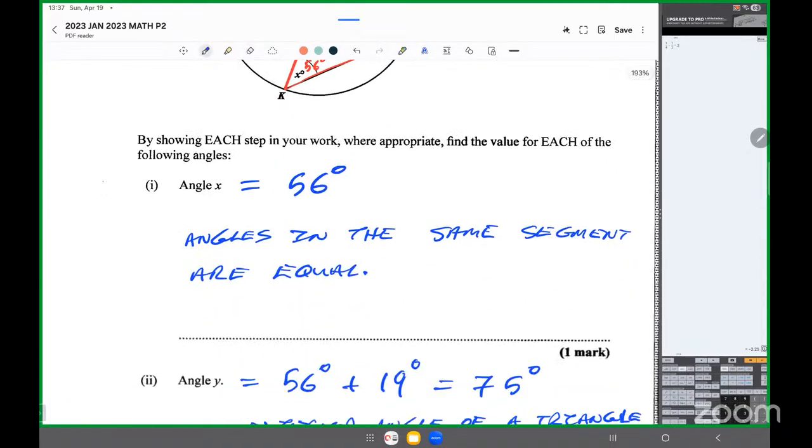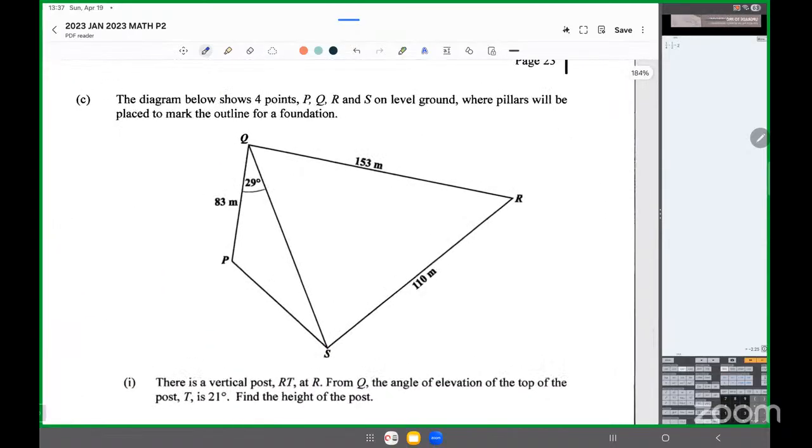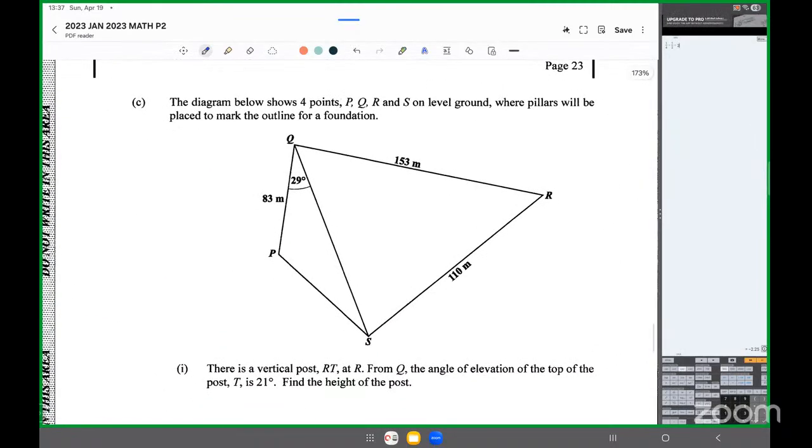All right. That is part one. The question said, the diagram below shows 4 points P, Q, R, and S on level ground, where pillars will be placed to mark the outline of a foundation. So a pillar is like a vertical object, right? It says there is a vertical post RT at R. So right here, there's a vertical post.